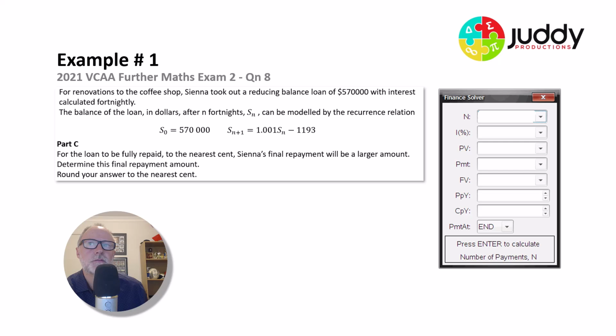So for this, I'm going to use the finance solver. Let's have a look. So our first step is to calculate the duration of the loan. That is, how many payments do we need to make?